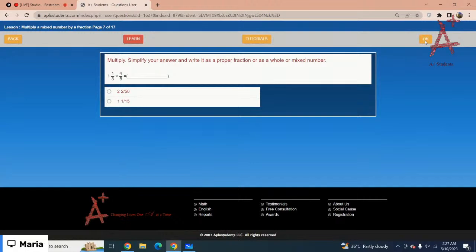Okay, 1 whole 1 over 3 times 4 over 5. So 3 times 1 is 3 and 1 is 4 over 3. And 4 times 4 is 16, so 16 over 15. 15 times 1 is 15. It would be 1 whole 1 over 15. The correct option is 1 whole 1 over 15.